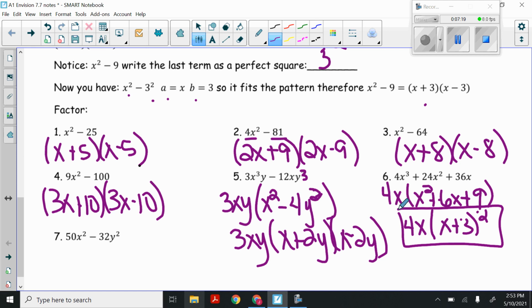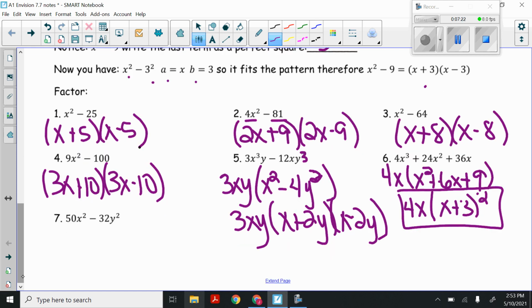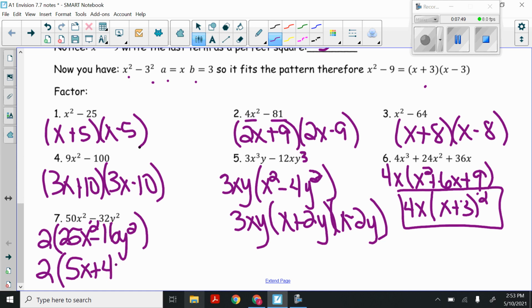And finally, number 7, 50x squared minus 32y squared. They're not perfect squares, so I look at greatest common factor. I could take a 2 out of both of them. So if I pull a 2 out, then I have 25x squared minus 16y squared. Again, I notice I am not done here because now I've created a difference of squares. So 25x squared, I can take the square root of that. It's a perfect square. 16y squared is a perfect square. So this factors, I still have the 2 out front. 5x plus 4y, 5x minus 4y. This whole thing is my answer.